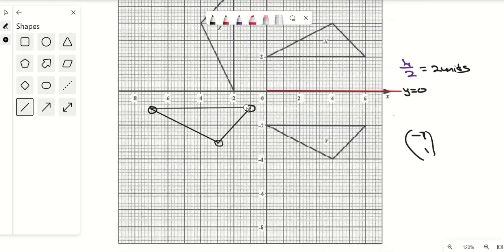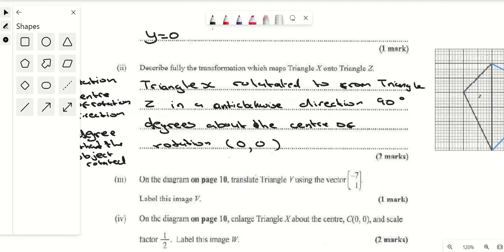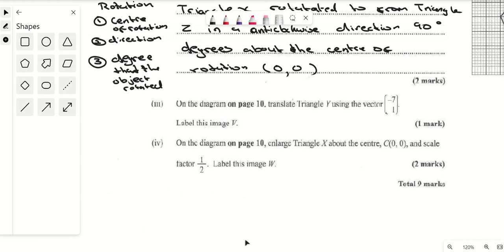Now, this is one of the ways to do it, guys. There's another way, and another way is you take the coordinates of Y. So this one here is along your x-axis, so that means it would be 0, minus 2, right? This coordinate here would be 6, minus 2. This coordinate here would be 4, minus 4, right? You take these coordinates and then you turn them into column vectors, right? So this is for part 3.